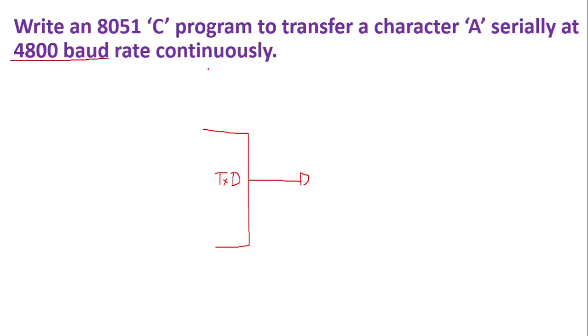One more thing is that data is to be sent continuously. It means when you send a single character A out, then again you have to send the same character A. Again you have to send the same character A. So this is to be done in a continuous fashion, and the speed at which this serial transmission is to be carried out is 4800 baud rate. So for writing the program, we will first go through the algorithm, meaning what steps we need to follow while writing the program.